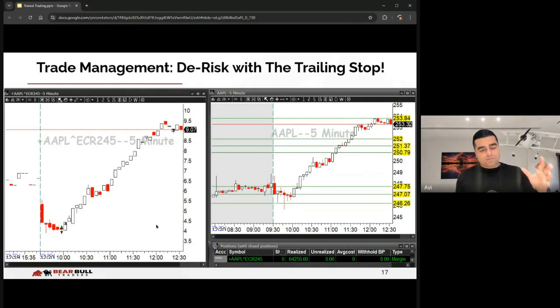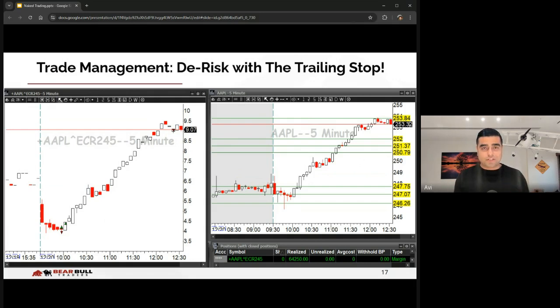So what we just talked about was all on setup and how to get into these positions. Now let's talk a little bit about trade management. There's 2 important things basically in trade management. One is risk, the other is reward, right? That's it. There's nothing to it.